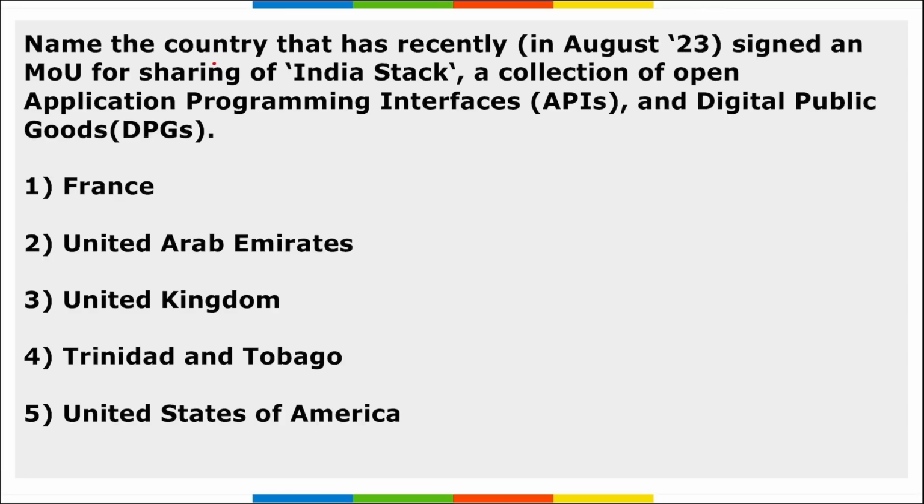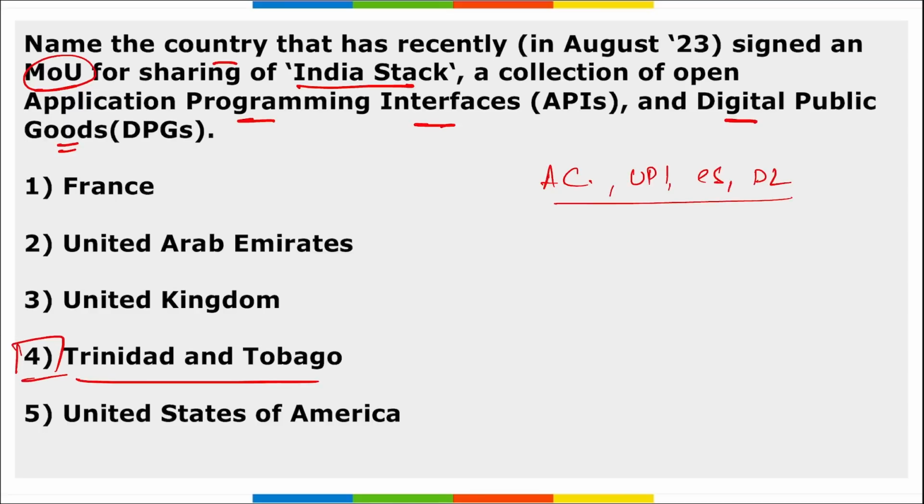Moving on, name the country that recently signed an MOU for sharing of India Stack, that is a collection of open application programming interface and digital public goods that consists of your Aadhaar card, UPI, e-sign, DigiLocker, etc. Right? So these facility, that is your India Stack, will be shared by India to which country? It will be shared with Trinidad and Tobago. Correct? So India will be signing this MOU for sharing this Indian stack with this TNT.